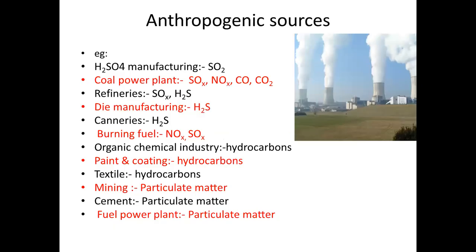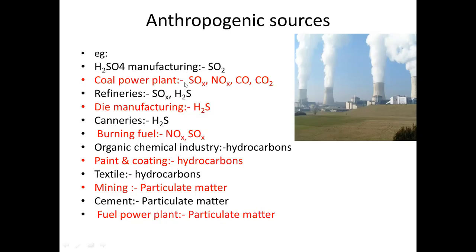Then let's see anthropogenic sources. Anthropogenic means man-made. These are examples of anthropogenic sources. The sulfuric acid manufacturing industry emits SOx, SO2 and SO3, during the production process. Then coal power plants emit SOx, NOx, carbon monoxide, and carbon dioxide during the power generation process.